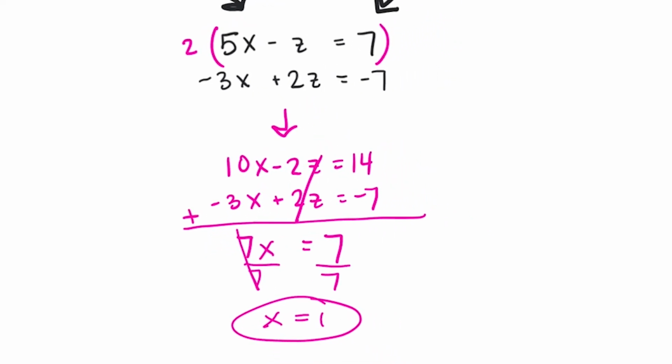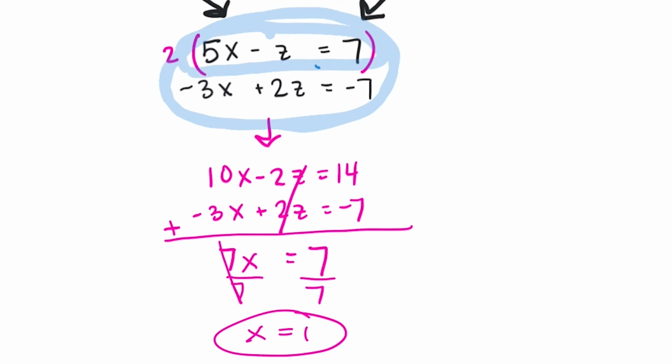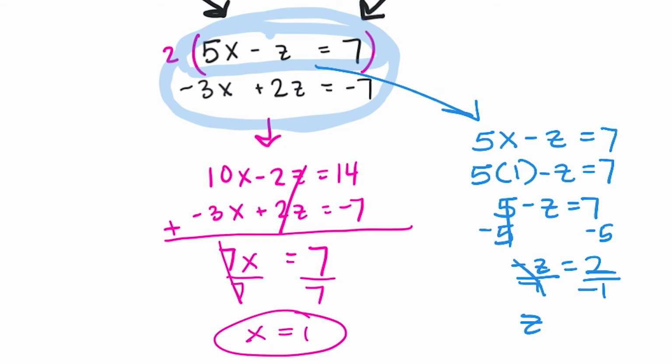So what you want to do is come back to this 2x2 system you had. We only have two variables here, and if we know x, we can find z. It doesn't matter which equation you use. So let's say I use this one right here. If 5x minus z equals 7, then that would be 5 times 1 minus z equals 7. 5 minus z equals 7. I'm going to subtract 5 to the other side, so negative z equals 2. And dividing by a negative, z equals negative 2.